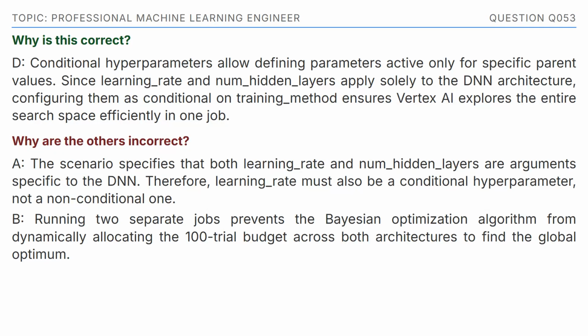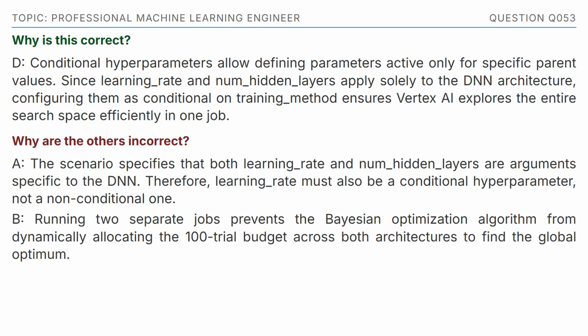Why is this correct? D. Conditional hyperparameters allow defining parameters active only for specific parent values. Since learning_rate and number_hidden_layers apply solely to the DNN architecture, configuring them as conditional on training_method ensures Vertex AI explores the entire search space efficiently in one job.